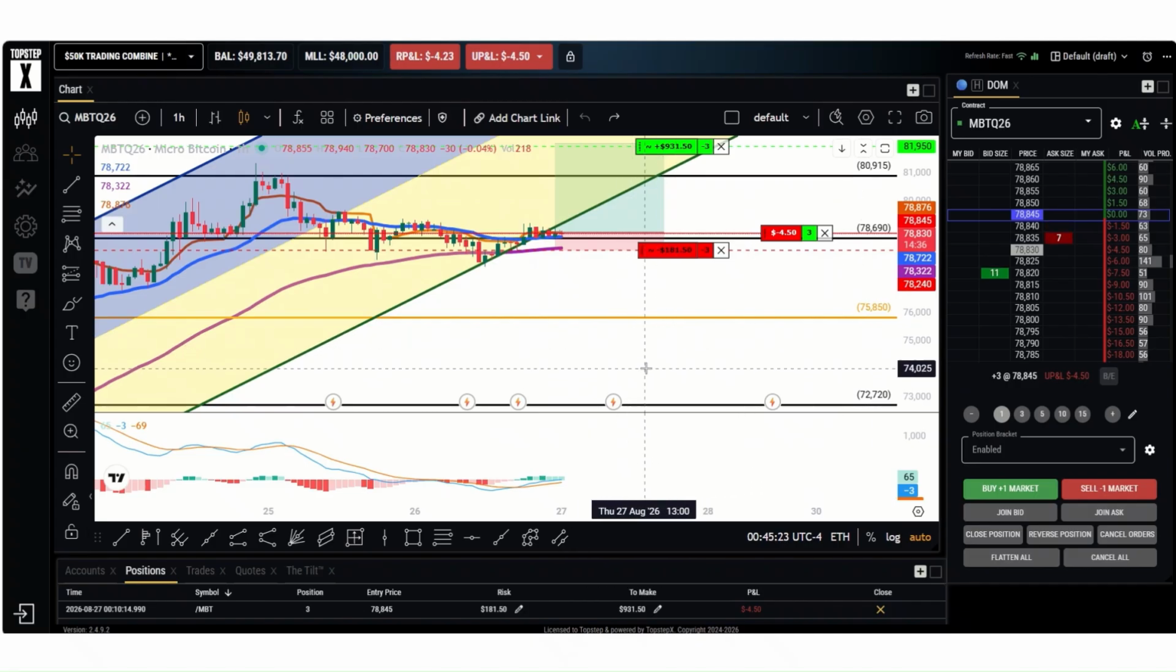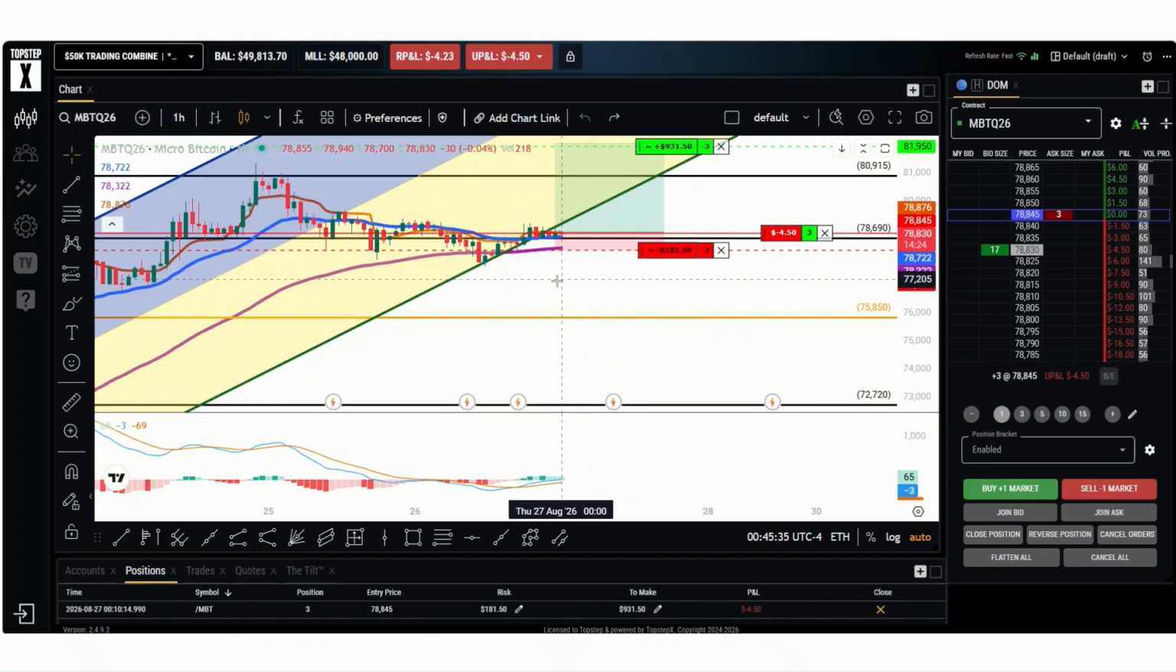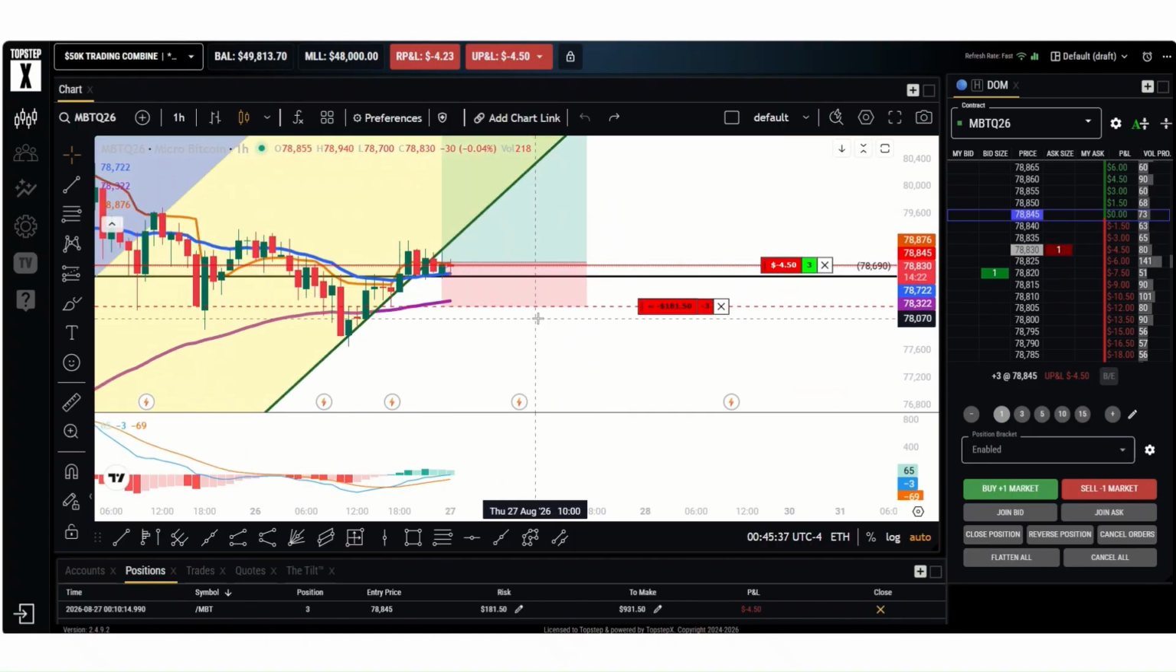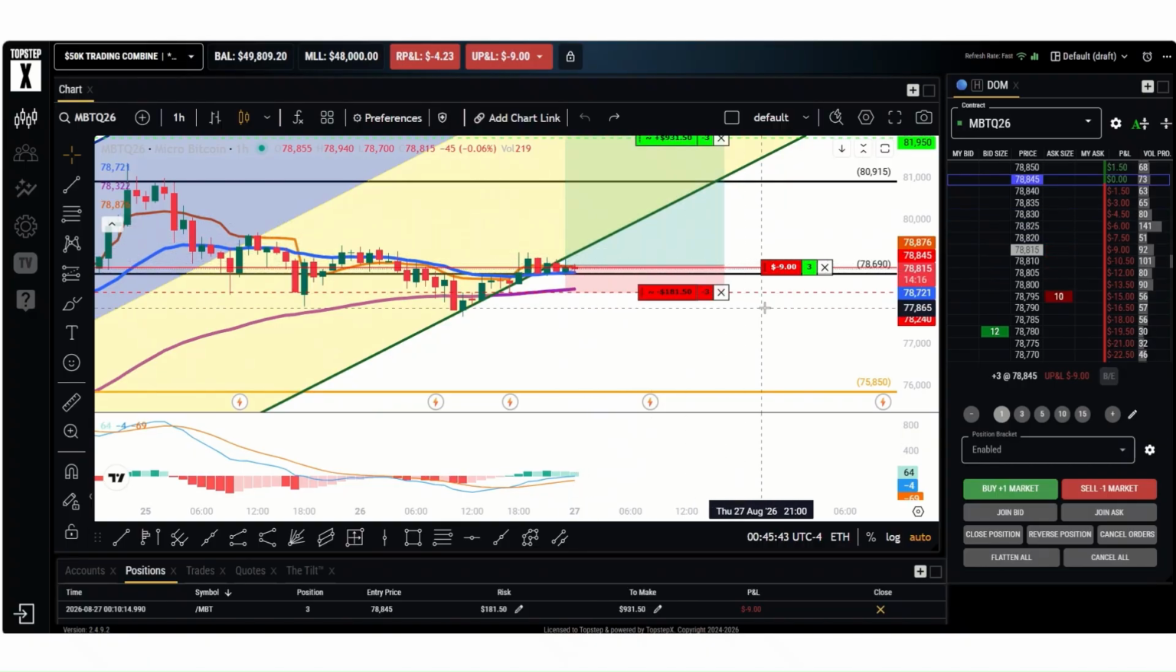Also, tomorrow morning, there is a catalyst right here. This is involving the jobs numbers. This could be, again, the catalyst that pushes price higher or lower. But during the overnight session, I'm speculating that price could continue ranging either sideways with a slight edge to the upside. So that is the status of this position.